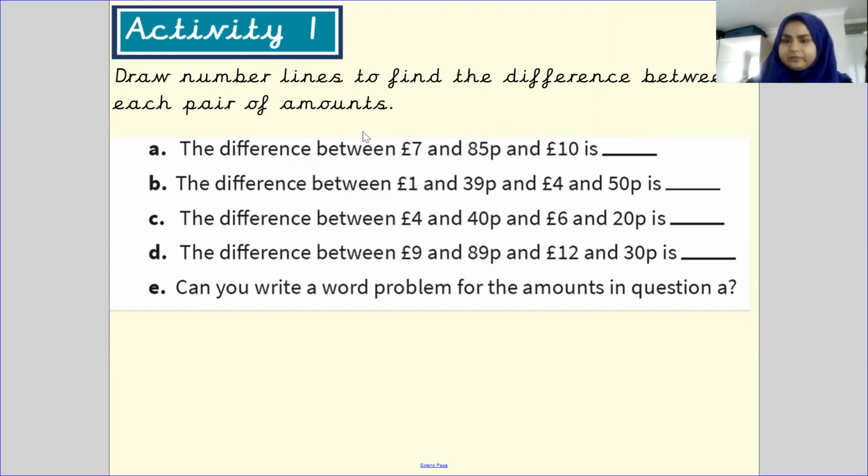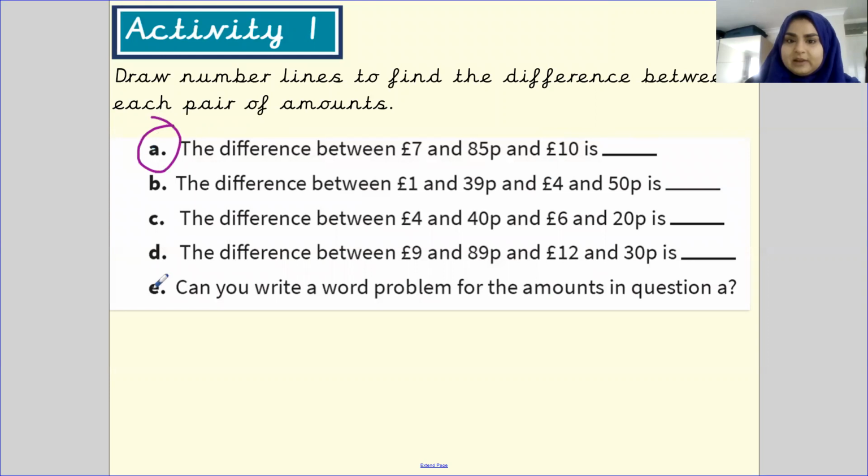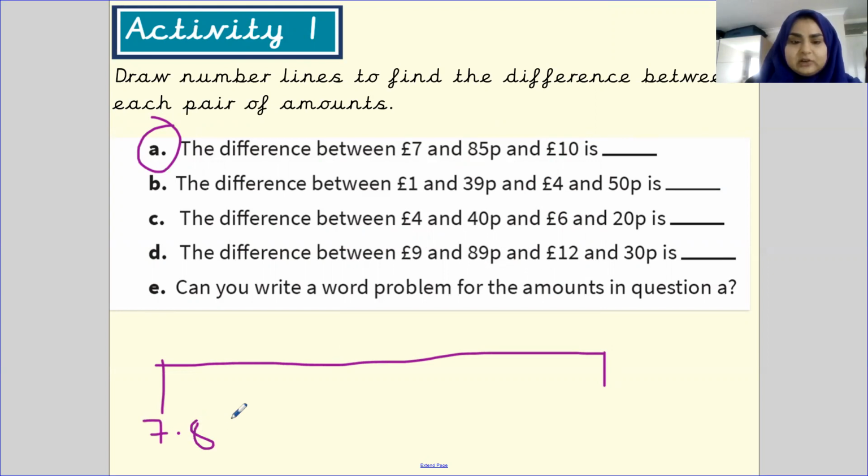Okay, so the next one is, so this means your number line will start from, for A, for example, £7.85, and you need to use your money knowledge to know what you'll go up in to get to £10 and so forth. So for example, for B, you will have £1.39 there and £4.50 there, and you're going to work out which monies you're going to use to go up to get to that total amount.